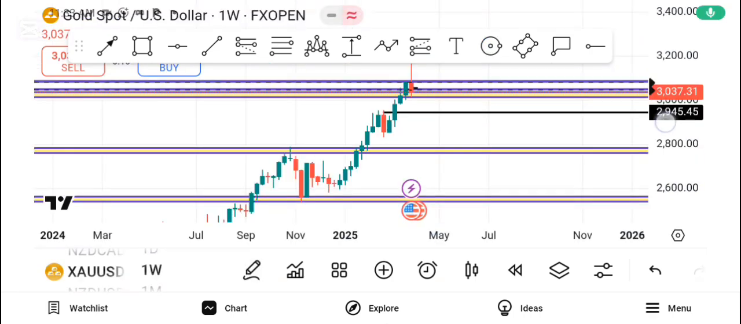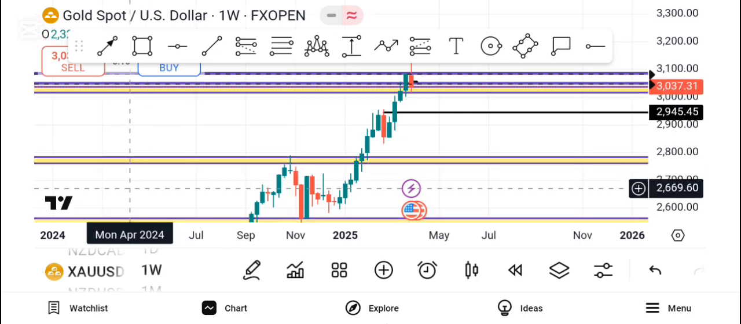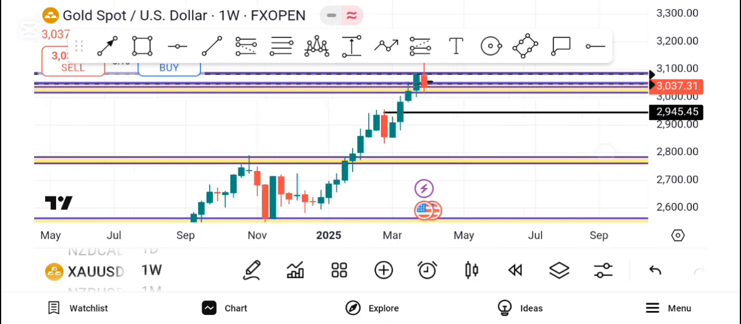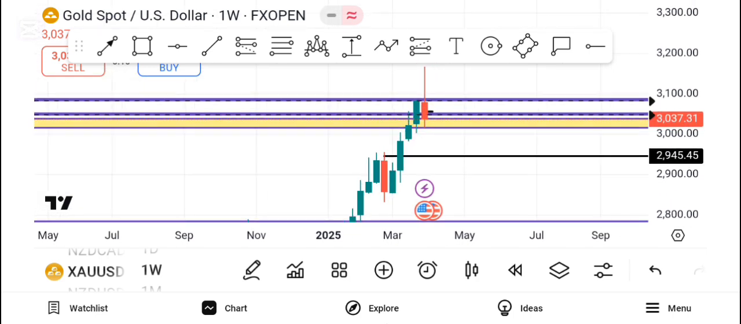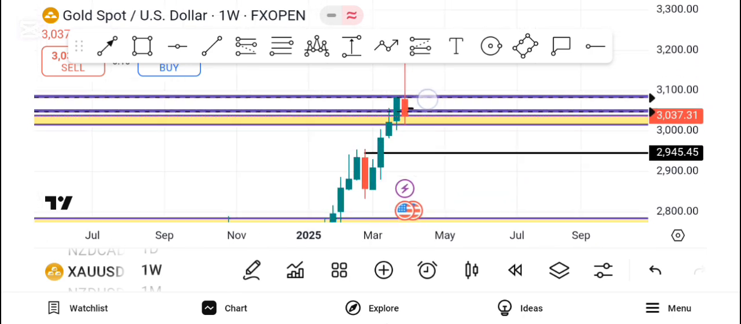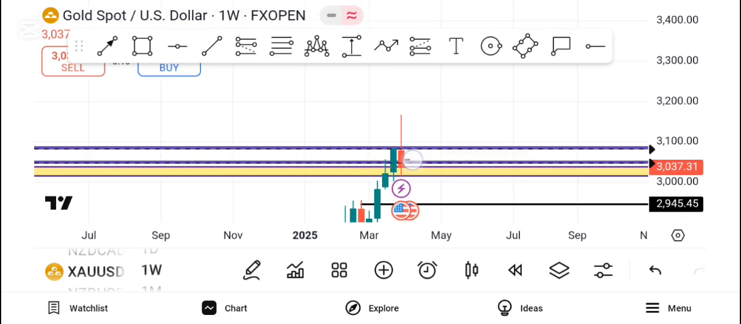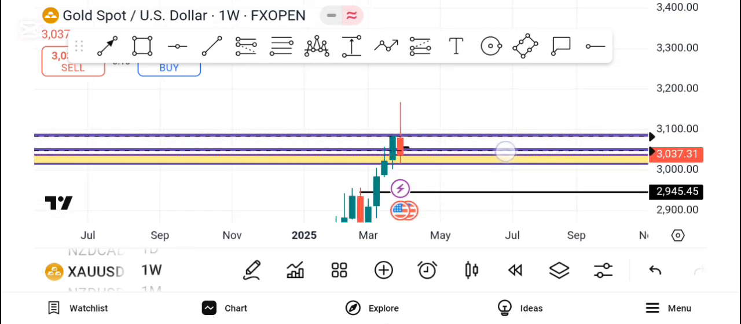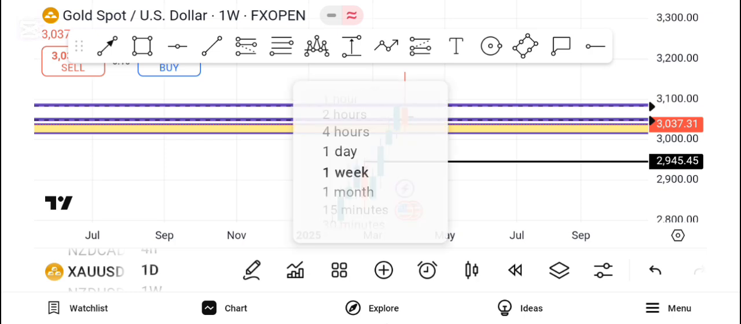This is XAUUSD, which is gold. Let's start the analysis from the weekly time frame. What do we see on the weekly? Price is in an uptrend. Yes, but what do we see again? I see a rejection on this resistance level. So is this rejection going to bring us down, or will price see buying pressure and continue the uptrend? Let's go to the daily and see what price is doing and know where the direction of the market is going.